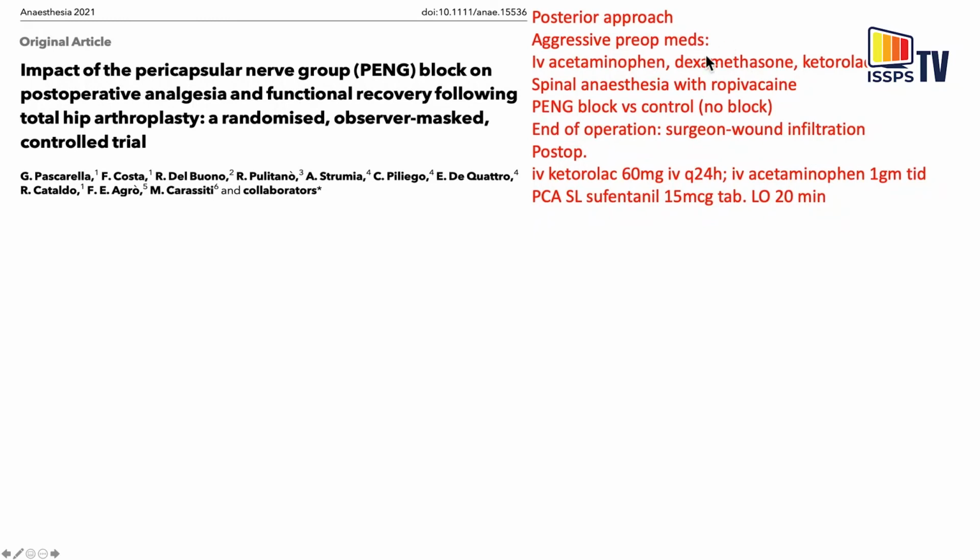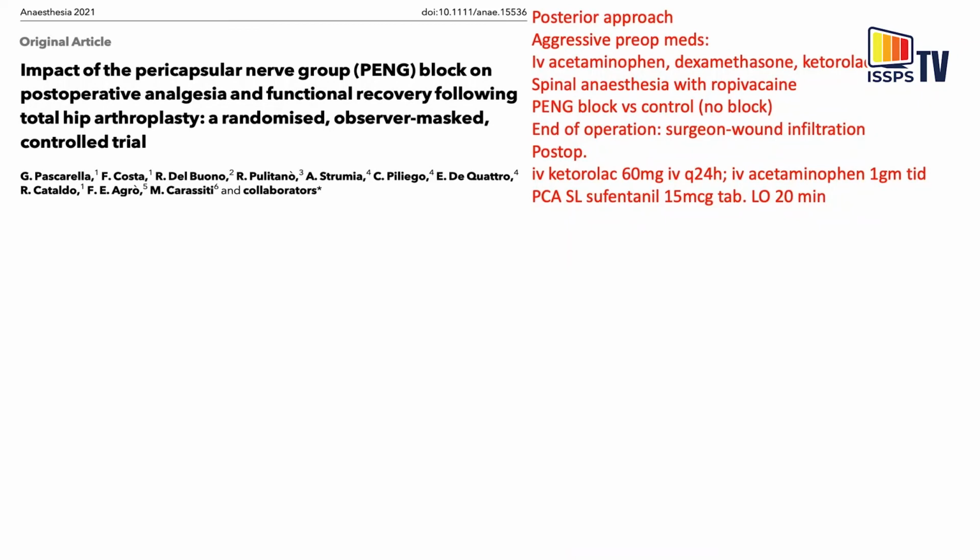They have very aggressive pre-op medication, giving intravenous acetaminophen, dexamethasone, and ketorolac before the surgery. All of them have spinal, and they do the PENG block after the spinal. But the control group, since they have a spinal, I think they should simply put the needle there as a sham block. The control has no block, just no block. So it introduces a certain bias. At the end, the surgeon infiltrates the skin and soft tissue, but not the capsule.